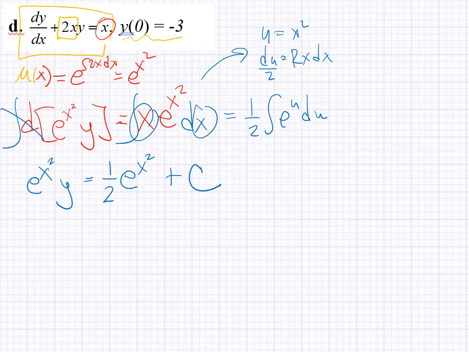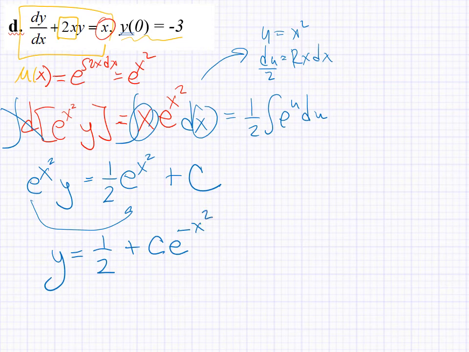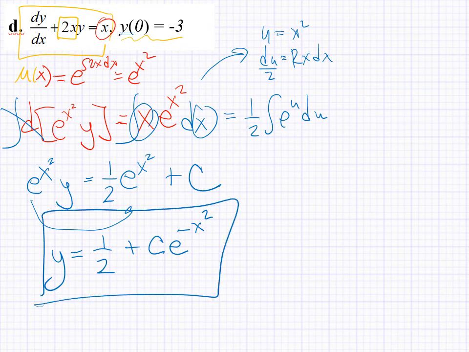Okay. And then what's going to happen is I'm going to divide this over to the other side, and I would figure out that y equals 1/2. The e to the x squareds cancel, plus c times e to the negative x squared. I do that so I don't have to write it as a fraction, c over e to the x squared. I just make the exponent positive and bring it up. So there's the solution to the differential equation. Again, pretty easy.